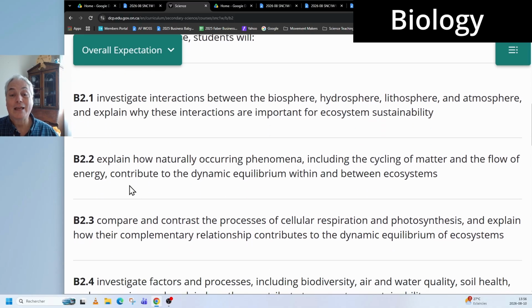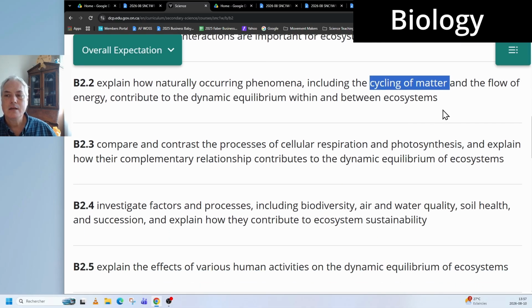Next one, explain how naturally occurring phenomena, including the cycling of matter and flows of energy, contribute to the dynamic equilibrium within and between ecosystems. So for this one here, we're going to look at the different cycles in the environment. So here we have the carbon cycles. We also have the nitrogen cycles. I might add the phosphorus cycle for more advanced students. Now, they've seen in the past the water cycle like there's no tomorrow. So I might make it like a diagnostic activity, but I'm not going to spend a day on the water cycle and try to see how it goes.